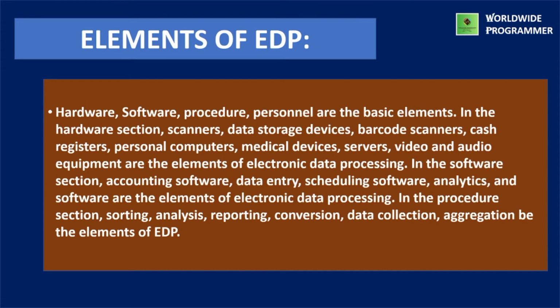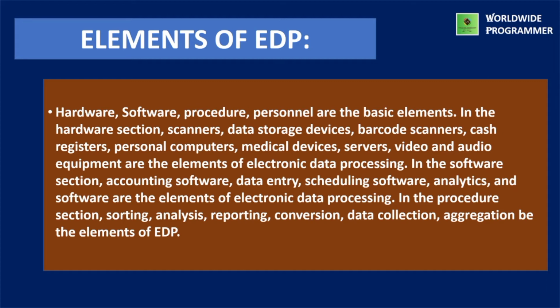Hardware, software, procedure, and personnel are the basic elements. In the hardware section, scanners, data storage devices, barcode scanners, cash registers, personal computers, medical devices, servers, video and audio equipment are the elements of electronic data processing.